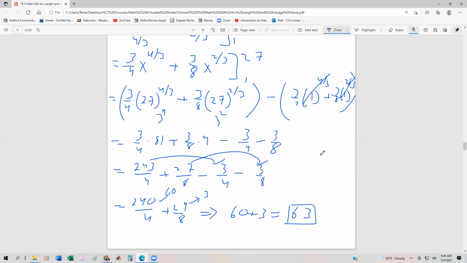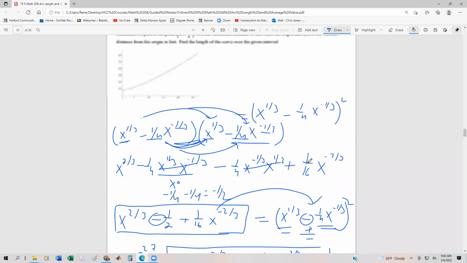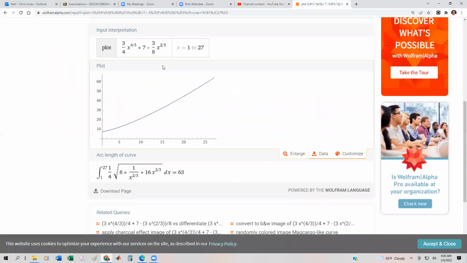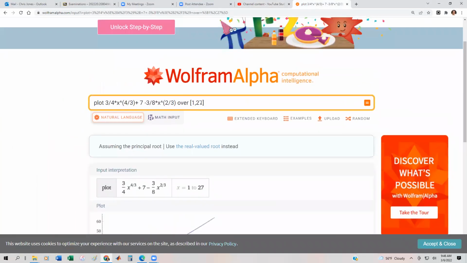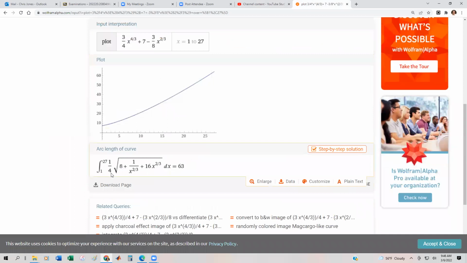Now, let's go ahead and see if Wolfram Alpha likes that, because 63 is a pretty nice answer. So now remember, this is our function. And if we go to Wolfram Alpha, what I did was I already plotted it just to save time. We already know what the graph looks like. And then we go down here and the length of the curve is 63.